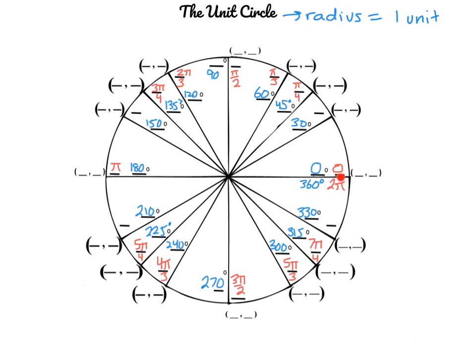And last here we have 6 pi over 3, which is 2 pi. So we were able to split it into thirds and count our way around. Now let's do this last one.